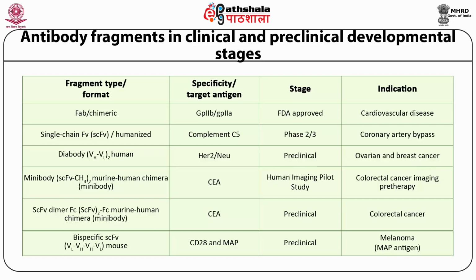Then we have a single chain Fv humanized antibody against complement C5. It is in phase 2 and 3, used in coronary artery bypass. Similarly, we have a lot of other formats, like diabodies, minibodies, scFv dimeric, Fc murine-human chimeras, miniantibodies, and bispecific scFv antibodies. All these formats are being used as therapeutic molecules targeting different clinical conditions.